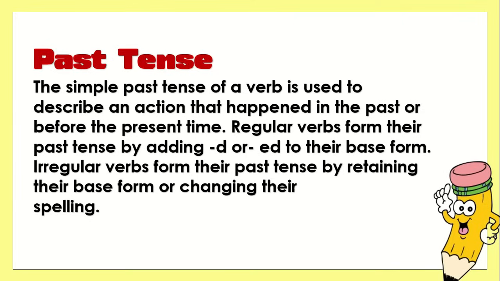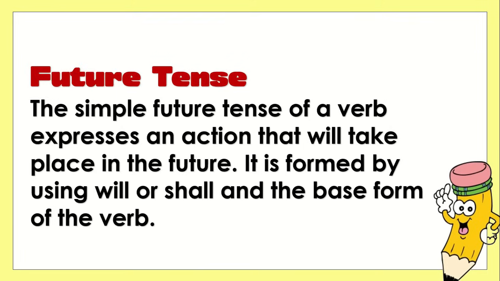Past tense. The simple past tense of a verb is used to describe an action that happened in the past or before the present time. Regular verbs form their past tense by adding d or ed to their base form. Irregular verbs form their past tense by retaining their base form or changing their spelling. For future tense, the simple future tense of a verb expresses an action that will take place in the future. It is formed by using will or shall and the base form of the verb.